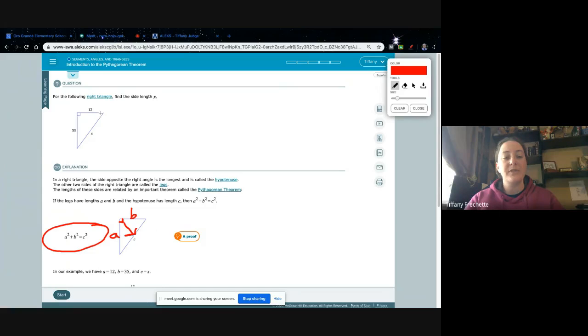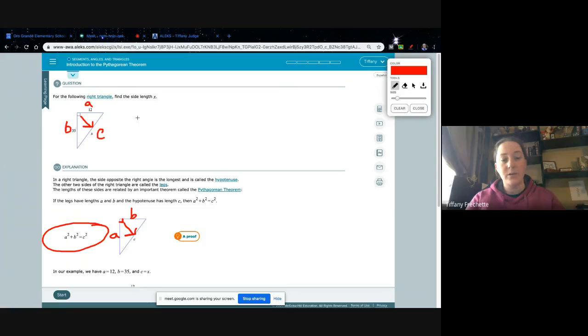So we're going to find this missing length x. X is across from the 90. So I definitely want to understand that this is my C in the equation. And then A and B are these other two sides. Again, A and B are not as specific. This can be A or B. This can be B or A, one or the other, as long as they create this 90-degree angle.